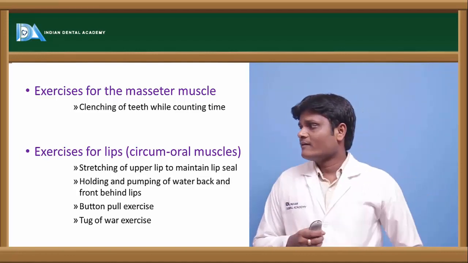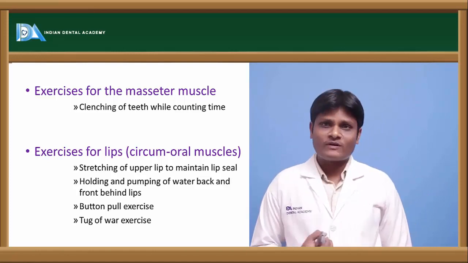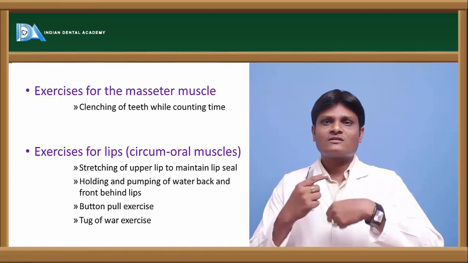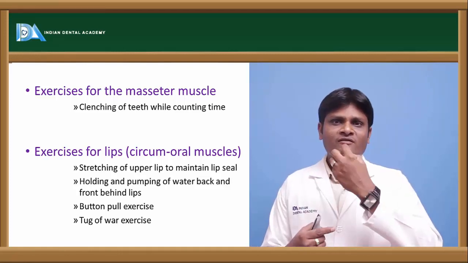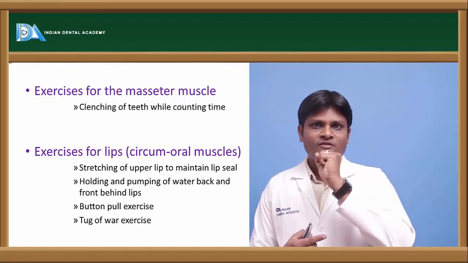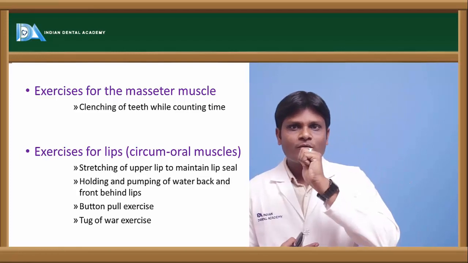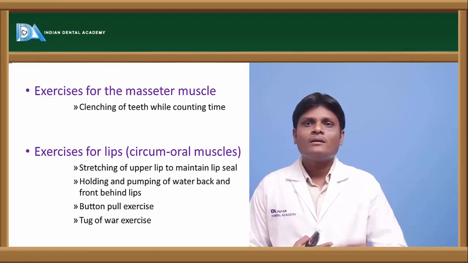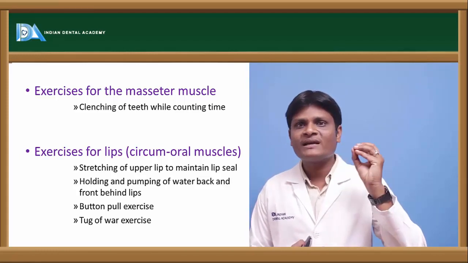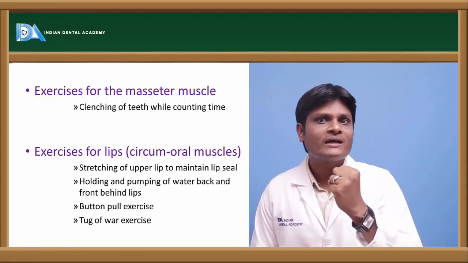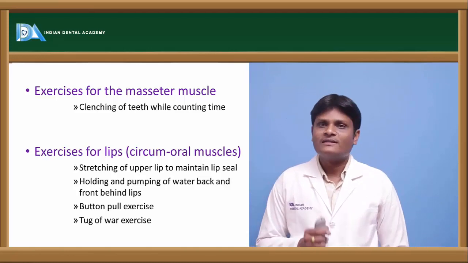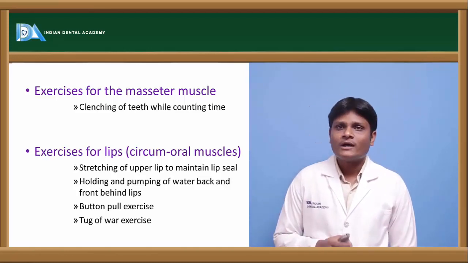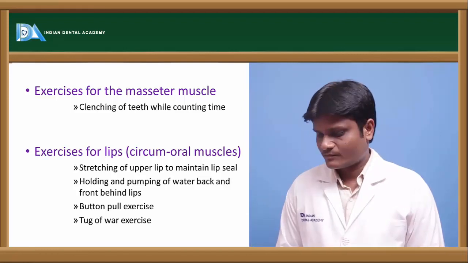And we can also have a button pull exercise, or tug of war exercise, where we have a button which is tied with a thread. The button will be kept behind the lips and the thread will be extending outside, and we will be trying to pull the thread, but at the same time we'll be preventing the button from being displaced from the mouth by holding it tightly with the lips. This exercise will strengthen the lips and helps in optimal development of dentofacial structures.